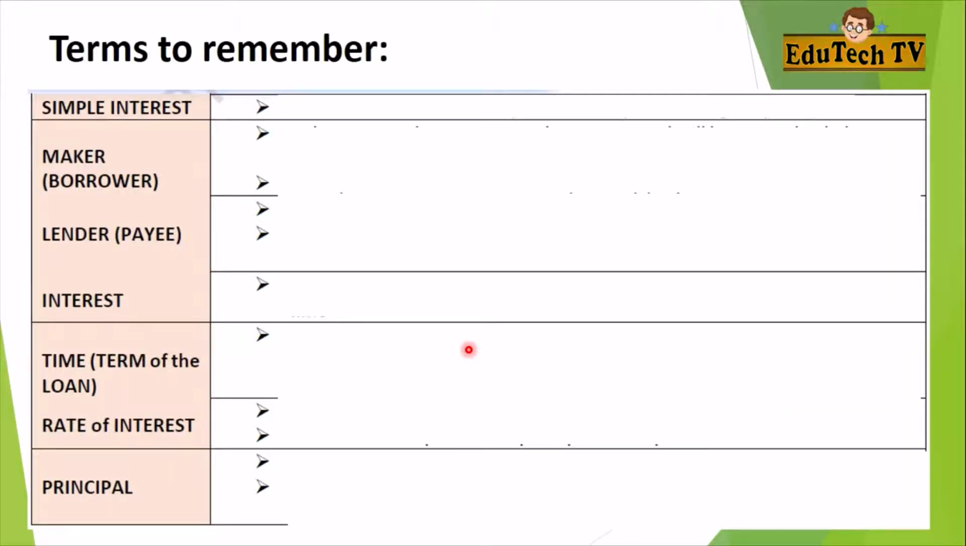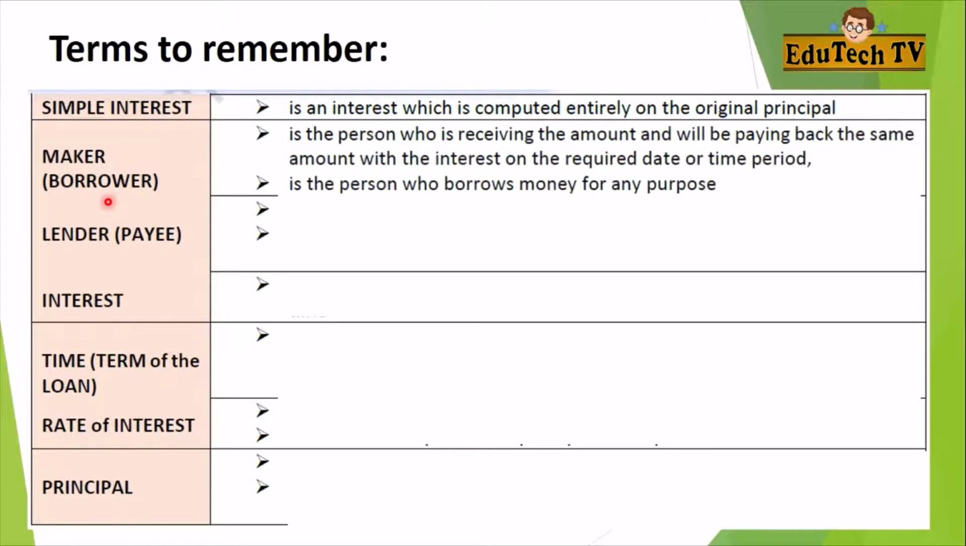Now, these are the terms you should remember as you go through this course. We have the simple interest. Simple interest is an interest which is computed entirely on the original principal or the original amount. Next, the maker, sometimes called the borrower, is the person who is receiving the amount and will be paying back the same amount with the interest on the required date or time period. And the borrower is the person who borrows money for any purpose.